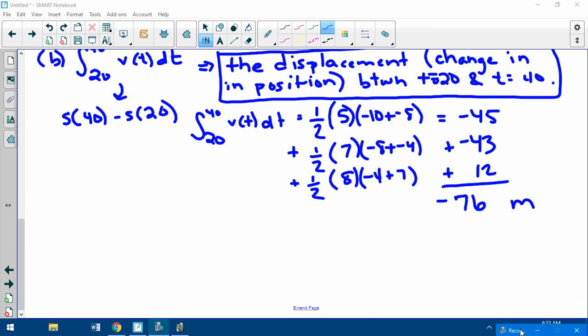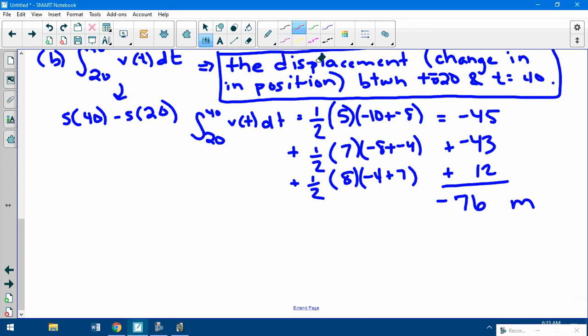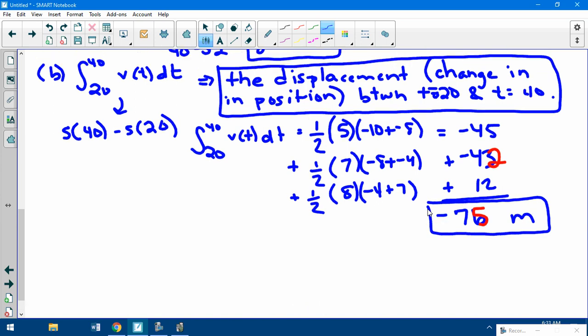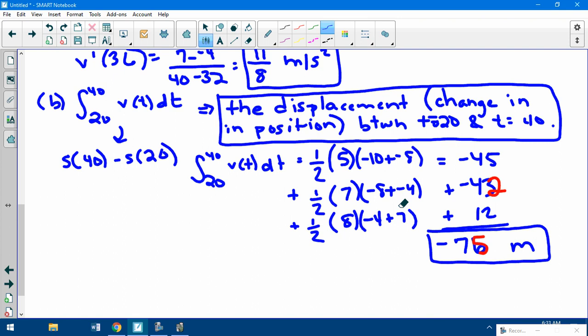And of course, you should have all been screaming at me because negative 6 times 7 is negative 42. So this is actually negative 75 meters. Sorry about that. Don't complain. Okay, so those are very common questions.